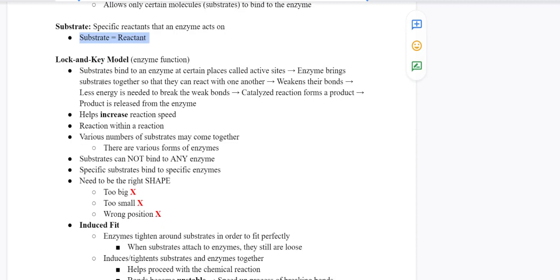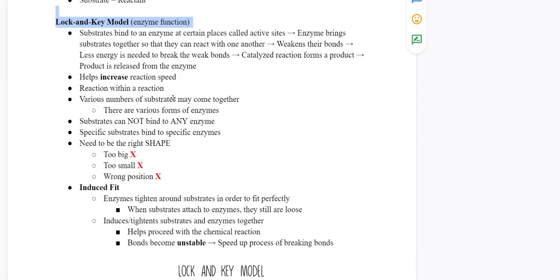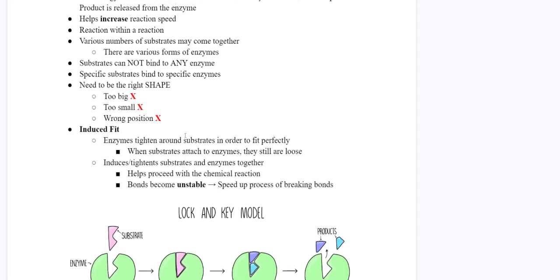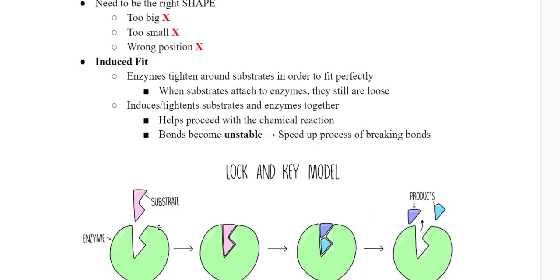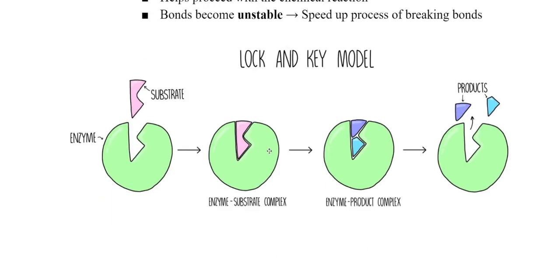Now, lock and key model. This is an enzyme function. It's a function of the enzyme. And it's called a lock and key model because it kind of looks like how a lock and a key works. So the way that this works is that the substrates, the reactants, they actually bind to the enzyme. So if you see here, these substrates bind here to the enzyme and it becomes like this, right?